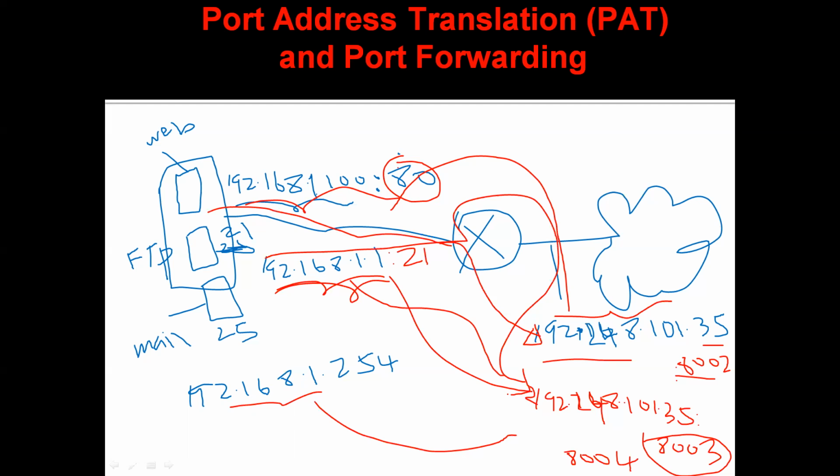Port address translation: each host on the LAN is translated to the router's WAN side public IP address with a different port assignment, right? Port numbers are used to map traffic from a specified host on the network.